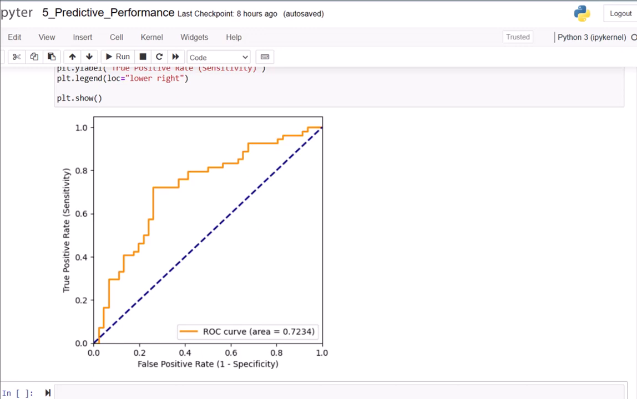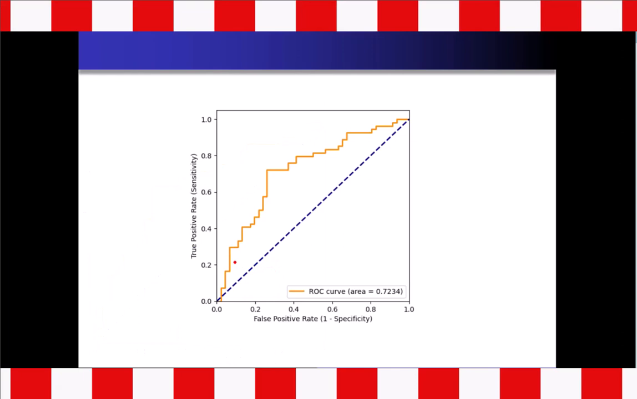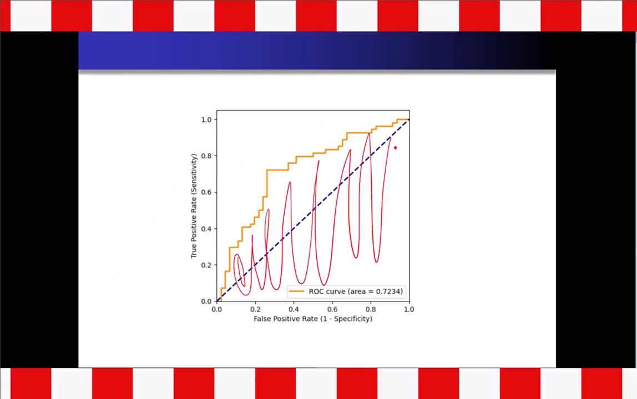A common metric to summarize an ROC curve is the area under the curve, which is AUC, which ranges from 1 to 0.5. So 1 means perfect discrimination between classes, and 0.5 no better than random guessing. So in this example, ROC curve area is 0.72, as you can see from the chart.